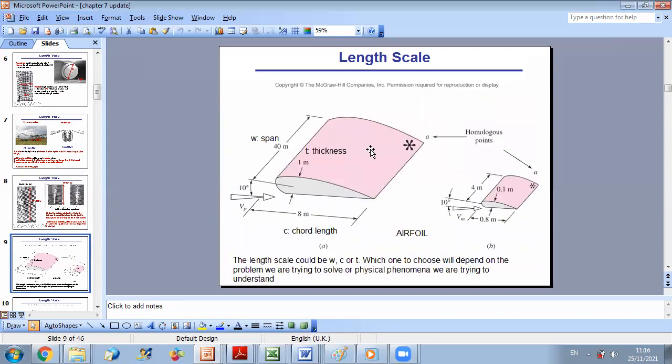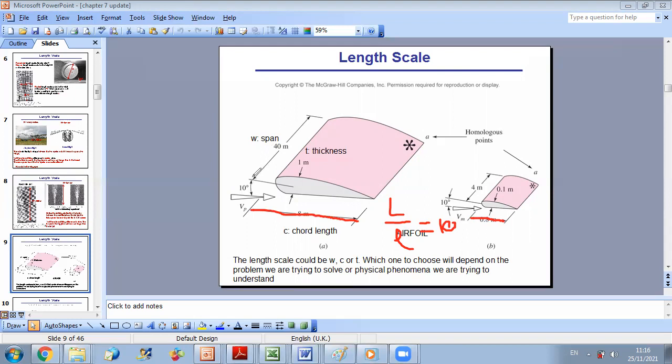So, for example, let's say you want to perform an experiment on an airfoil, and you want to extend your experiment result to a bigger scale. The first condition is to have the same ratio of sizes. This means that if the chord length in this airfoil here is 8 meters, and in the smaller one it's 0.8, the ratio of big L over small l is 10. So to have similarity in geometry, this ratio should remain the same for all other dimensions.